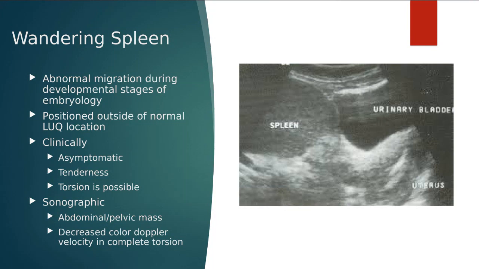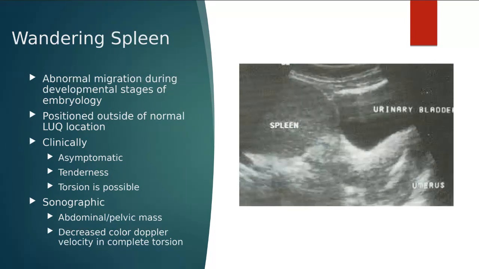Clinically, the patient is going to be asymptomatic. They may have some tenderness in the region where that spleen is located. Again, this is outside of the left upper quadrant, and torsion is possible. We have this crescent-shaped organ that should be sitting in a nice little nook in our left upper quadrant, and it's not. If it's in a location where it's very easy for it to turn on itself, it can result in torsion.